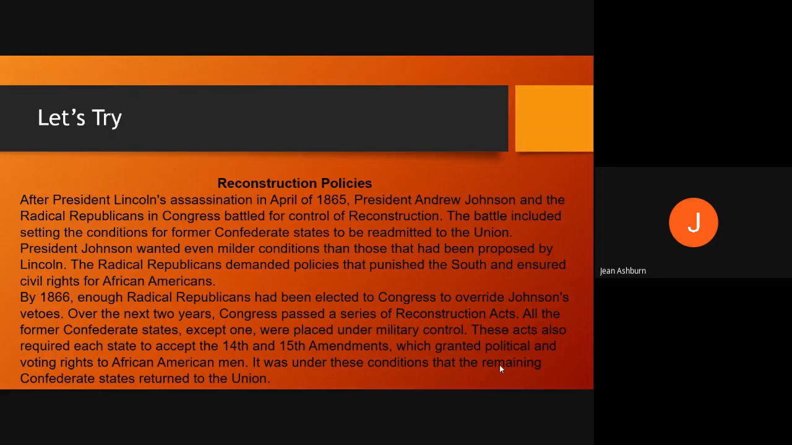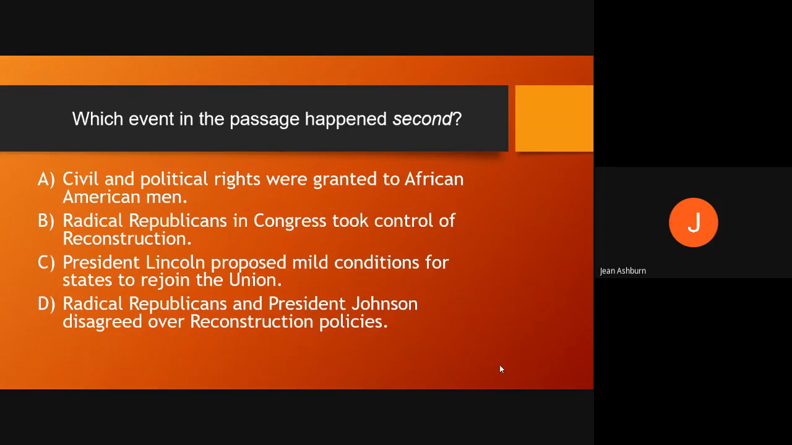Over the next 2 years, Congress passed a series of Reconstruction Acts. All the former Confederate states except one were placed under military control. These acts also required each state to accept the 14th and 15th Amendments, which granted political and voting rights to African American men. It was under these conditions that the remaining Confederate states returned to the Union. So, which events in the passage happened second? A.